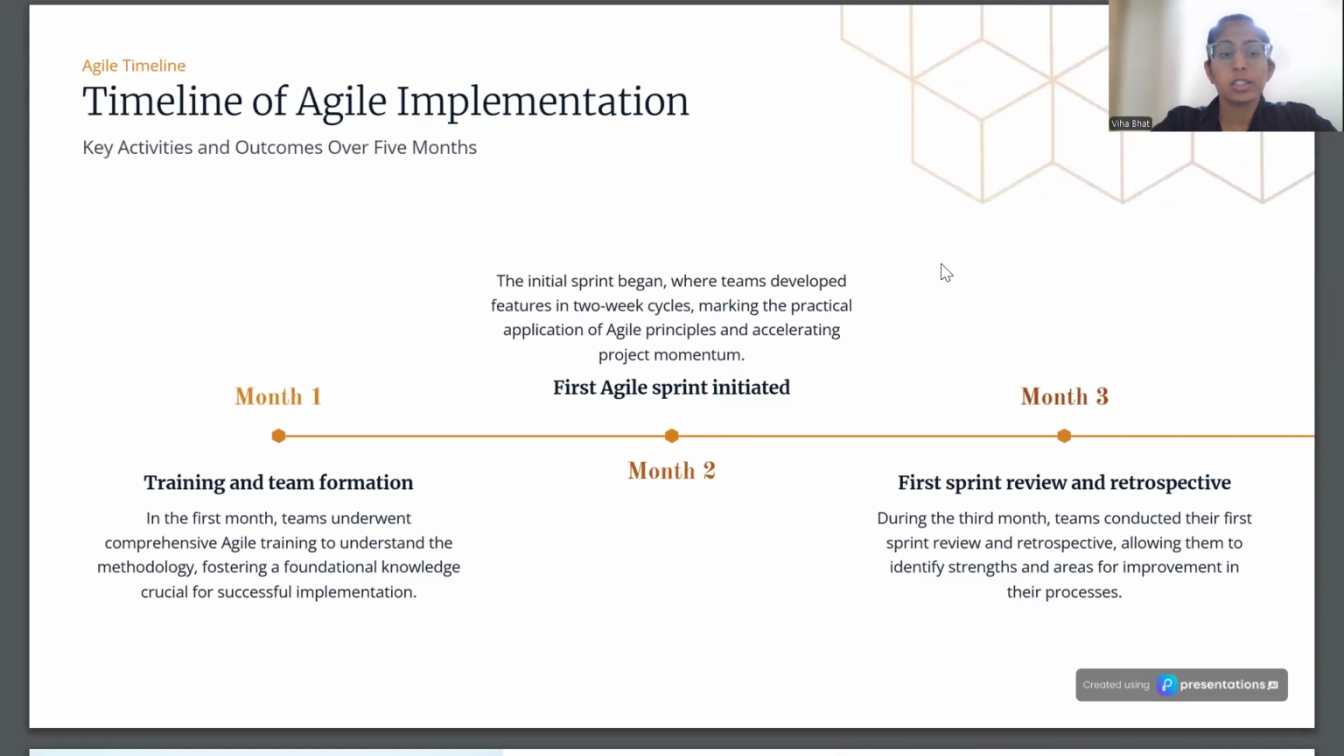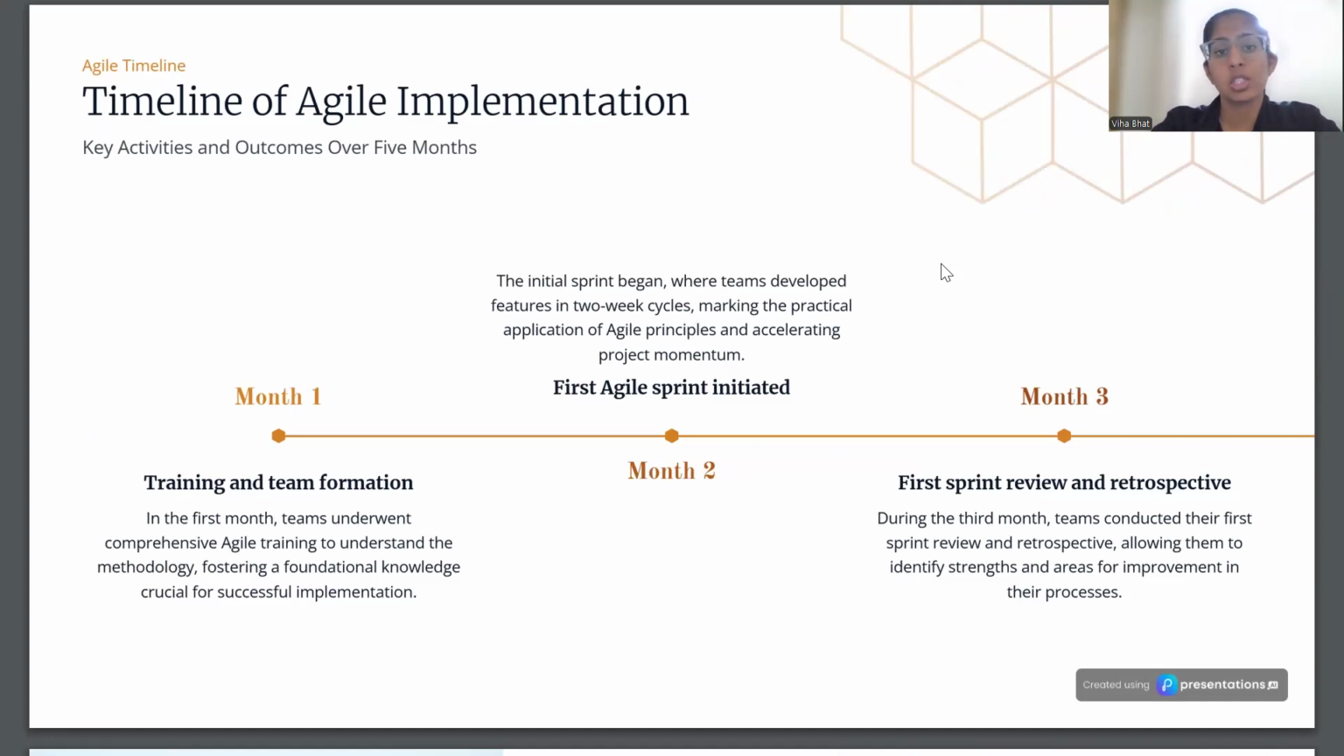Next, we'll look at the timeline of agile implementation. So, month one, we're going to see training and team formation. In the first month, teams underwent comprehensive agile training to understand the methodology, fostering foundational knowledge crucial for successful implementation. Of course, you have to first train your team in how to do it and what to do.